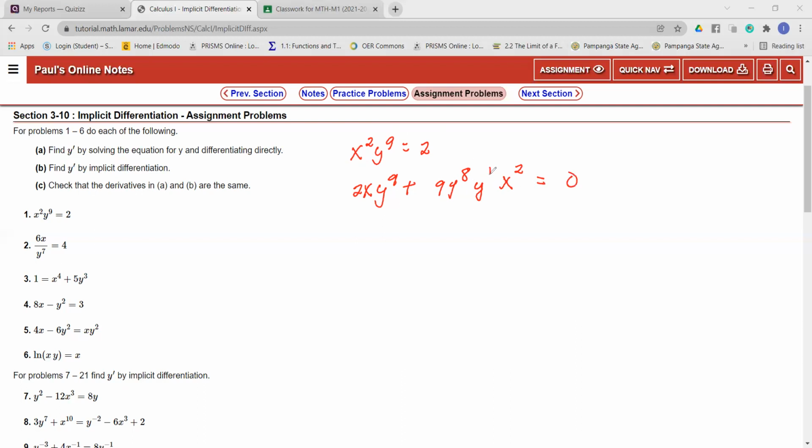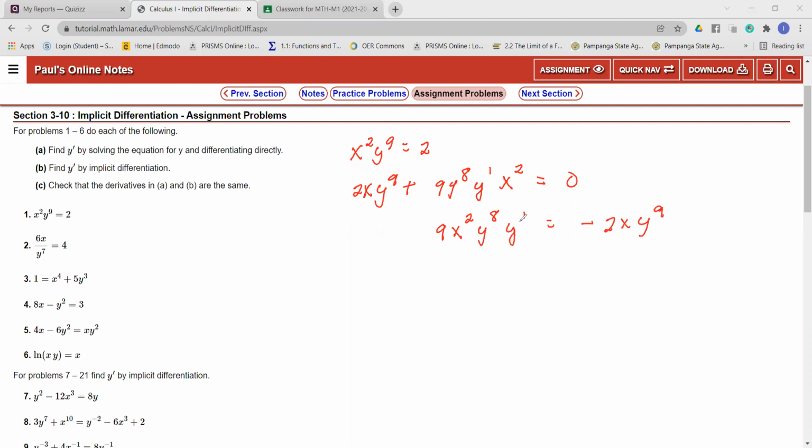Then, para mapagsama-sama yung lahat ng may y prime dito sa left side, and mag-transfer sa kabilang side lahat ng walang y prime. So here, you'll be left with 9x squared y to the 8 y prime equals negative 2x y to the 9 sa kabila. Kasi syempre, by transposition or by subtracting this term from both sides of the equation, you will get negative 2x y to the 9.